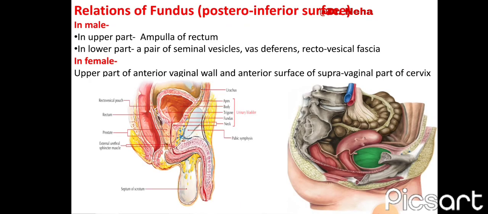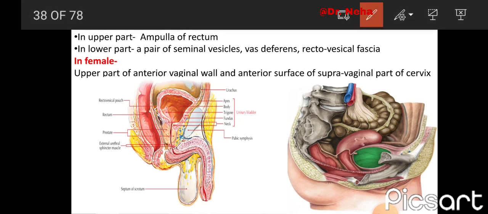Now the relations of the fundus, that is the posteroinferior surface. In males, it is related in the upper part with the ampulla of the rectum. Here we can see the ampulla of the rectum, and the lower part is related to the seminal vesicle. In the lower part we can see the seminal vesicles and the vas deferens. Also the rectovesical fascia of Denonvilliers, which separates the urinary bladder from the rectum.